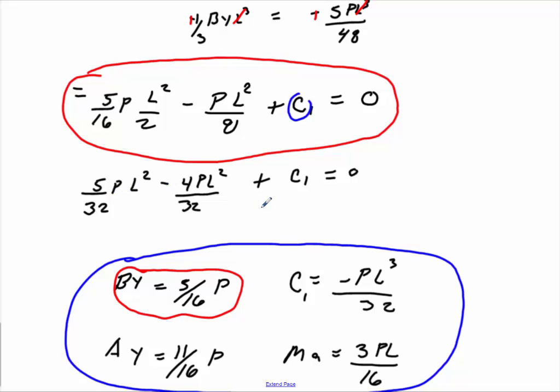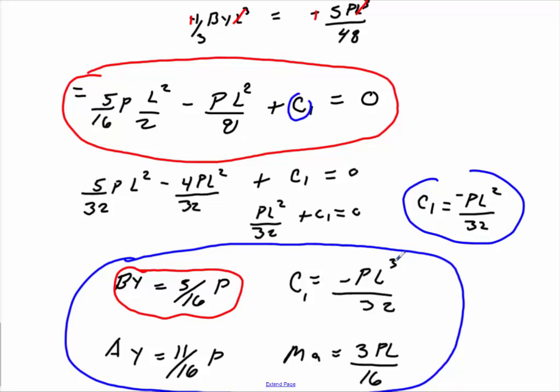So when we do that, that's going to give me P L squared over 32 plus C1 is equal to 0. So C1 is going to equal negative P L squared over 32. So that's what I wondered. I was wondering about that. There's a mistake in the solution manual. This should not be the cube power, this would be the second power. So let's take that out there. Alright, that makes a lot more sense.